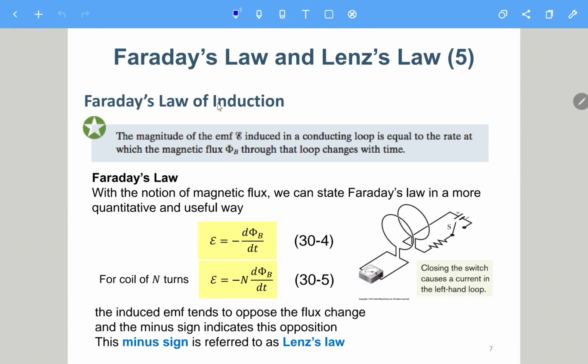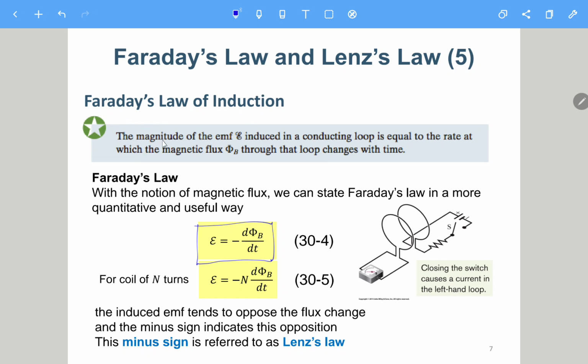Okay, so here we talk about Faraday's law. Of course, this is just a simplified version. Later on, we will expand it as a line integral, but first of all, we will just simply use this one. So, what is Faraday's law?